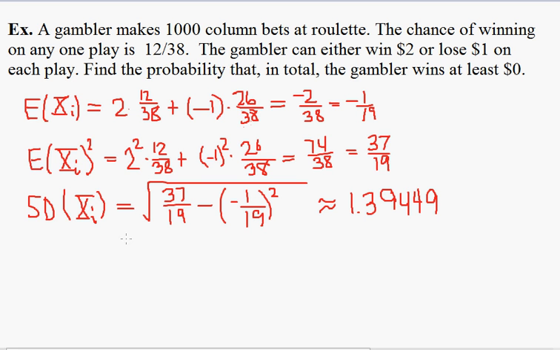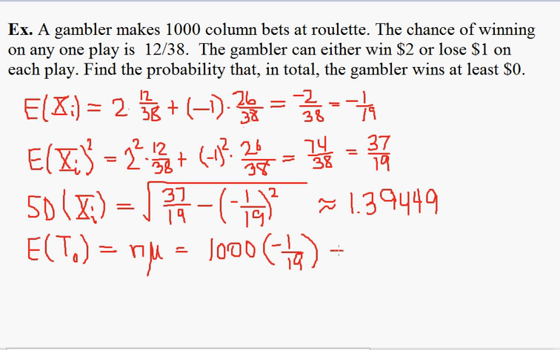The next thing we do is figure out the expected sum and the standard error for the sum, or the standard deviation for the sum. So the expected total, using the notation that we've used in class and in the textbook, is going to be equal to n times mu, and in our case that's 1,000 times the average, which is -1/19. And so we plug that into the calculator to get -$52.63.